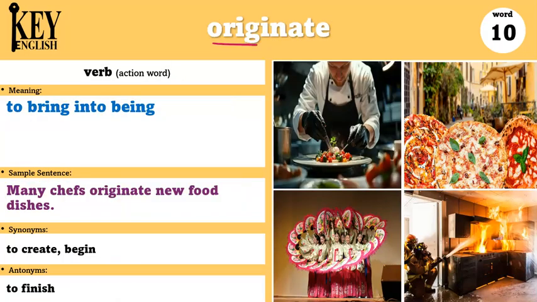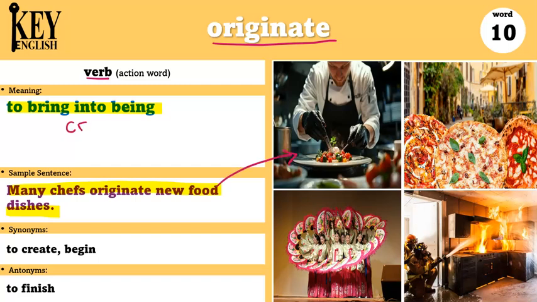Our next word is originate. Originate is a verb, and originate means to bring into being. So originate is just to start or begin. When something originates, it means it comes from a certain place or a time. For example, many chefs originate new food dishes. So it means that they are creating it.